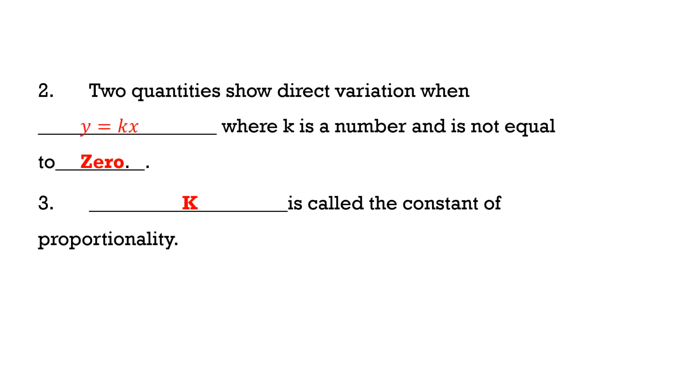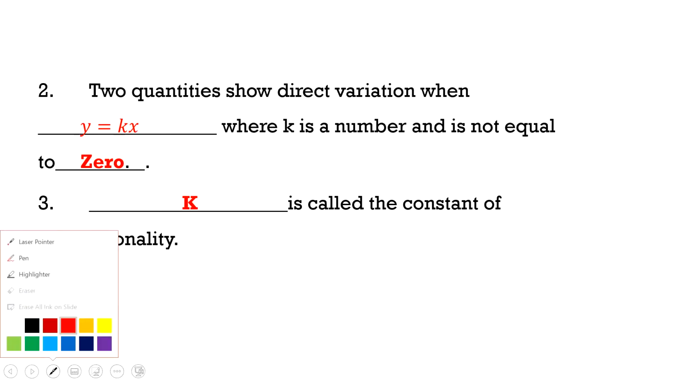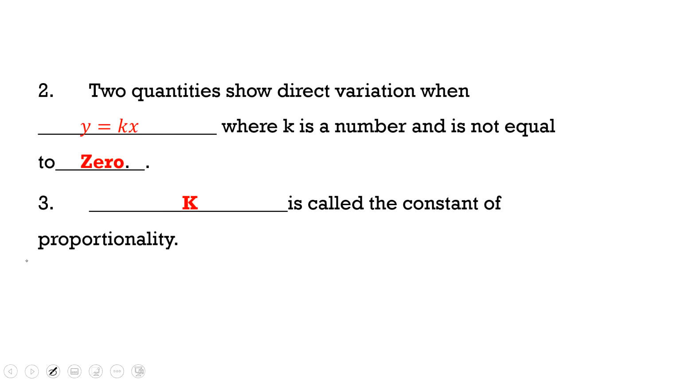So the two quantities show direct variation when y equals kx. That is the formula we're going to use the most, where k is not zero. If k equals 0, then we really don't have any direct variation because k times x in that instance would be just 0, because 0 times some number is 0. So k has to be bigger than 0. And k is called the constant of proportionality.